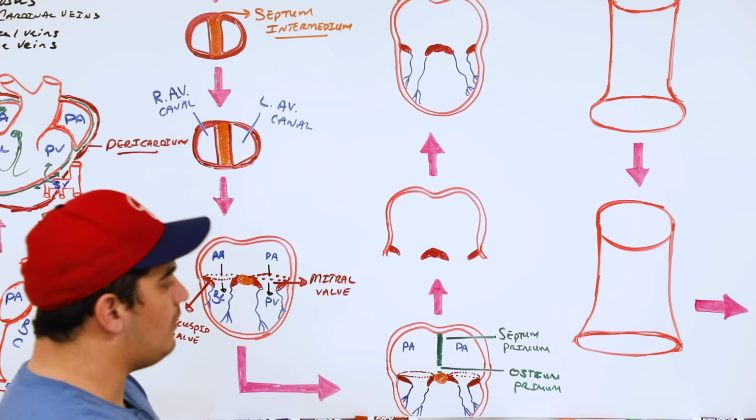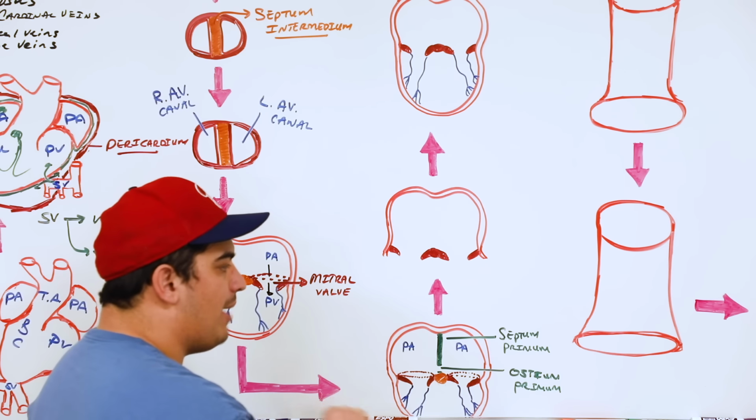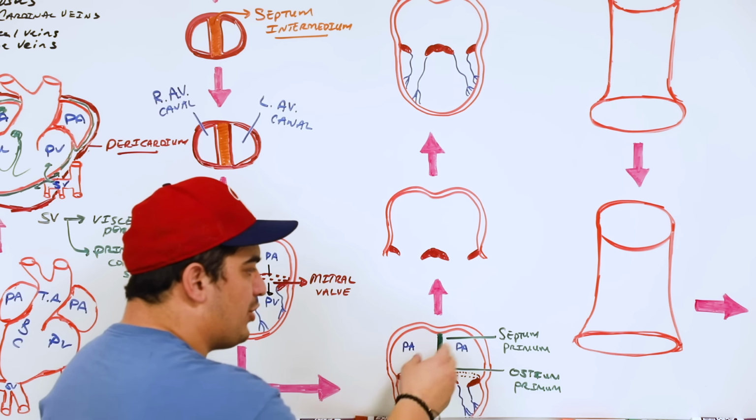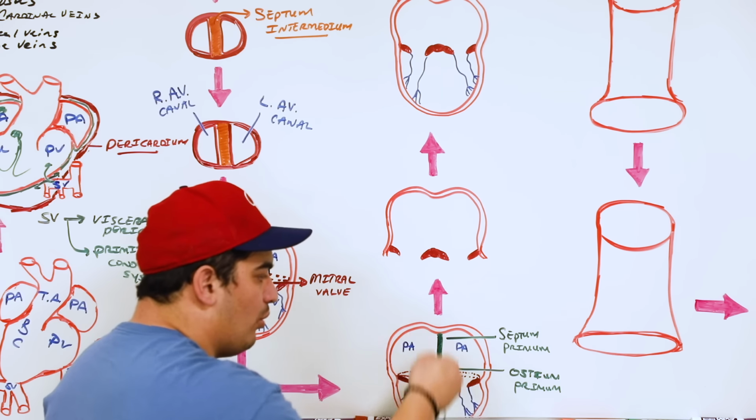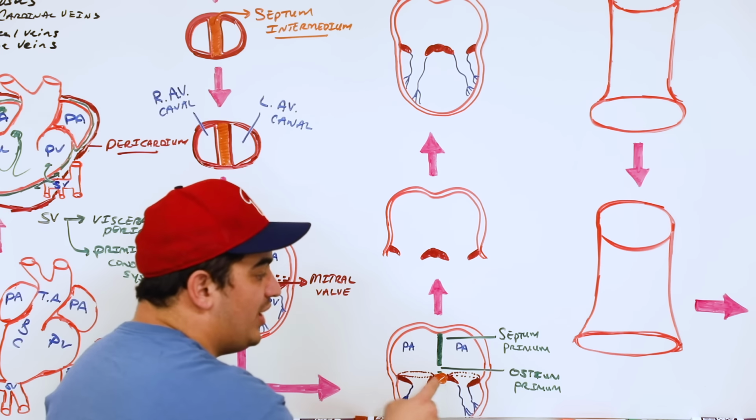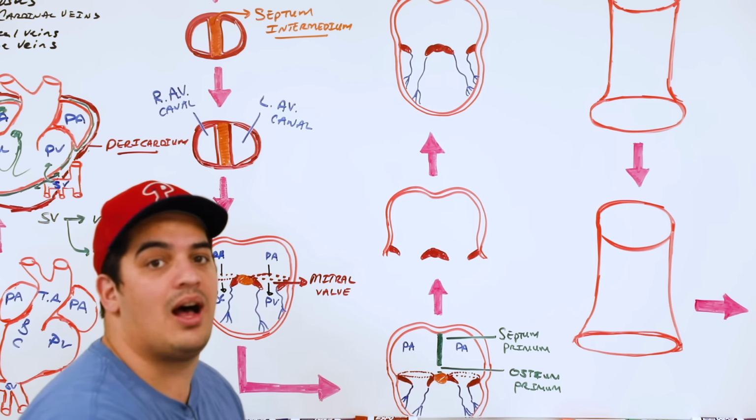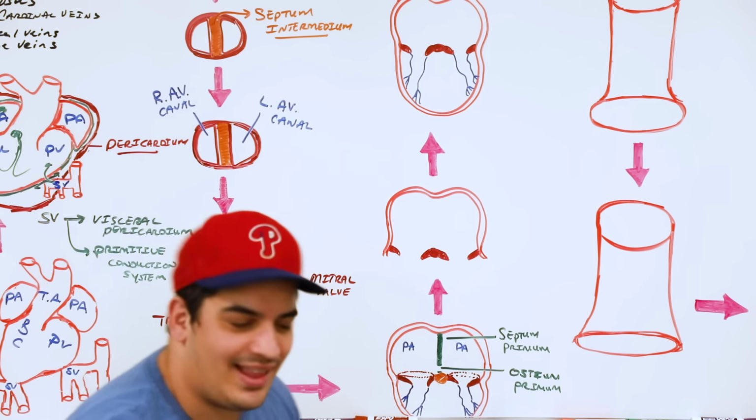Beautiful. Okay, so in this first step of developing chambers between the atria, you have a septum primum come down to approach the septum intermedium, doesn't reach it, creates a space called the ostium primum. What's the next thing that happens?